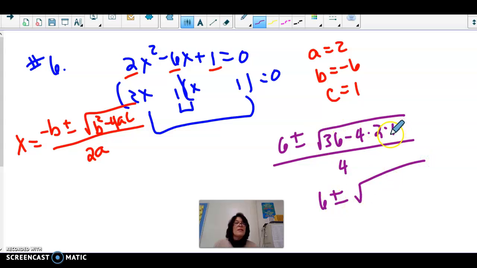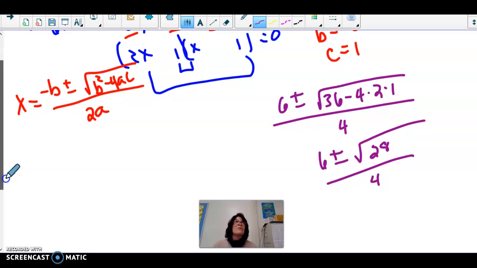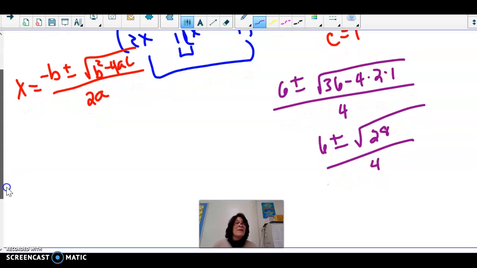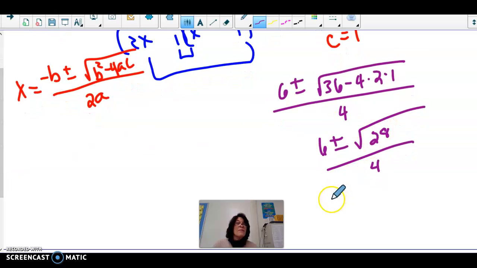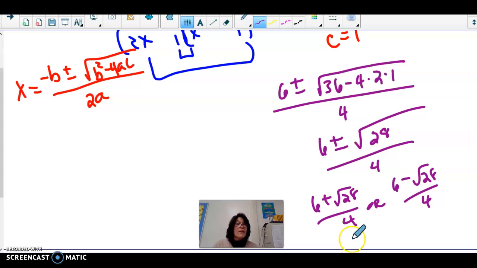This time I have 36 minus 8. 36 minus 8 is 28. I can't take the square root of 28, like I could take the square root of 81, okay? So I just have as my final answer 6 plus the square root of 28 over 4, or 6 minus the square root of 28 over 4. Those are my two answers.